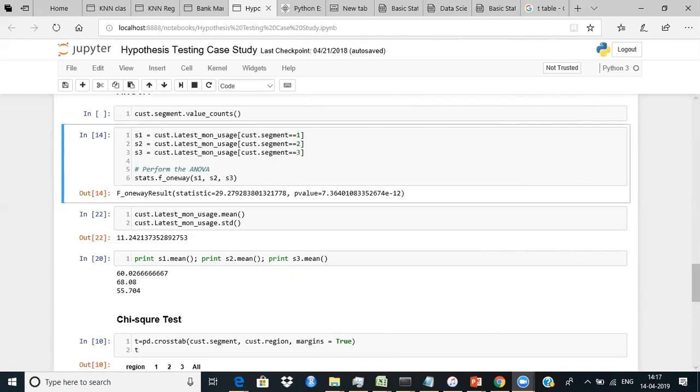Sir, can you please show the code in Python for the Z test? How to do the Z test in Python code? I'll show. I'll show the Z test. Yeah. Okay.